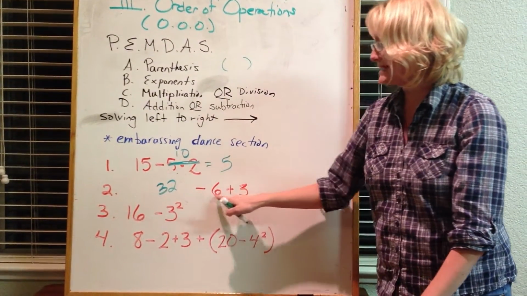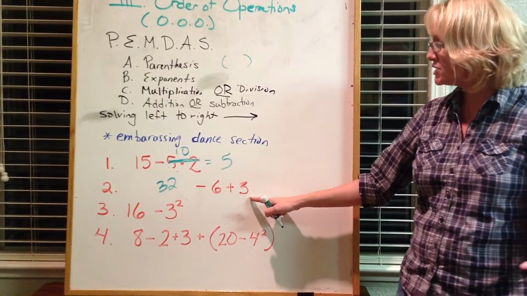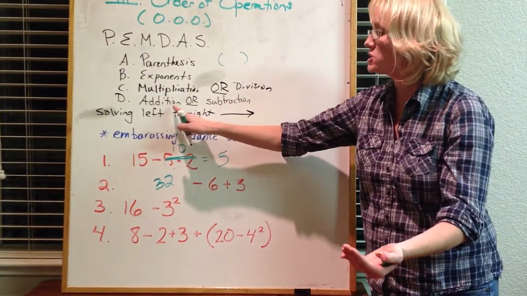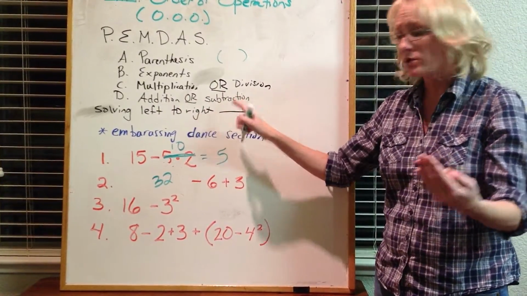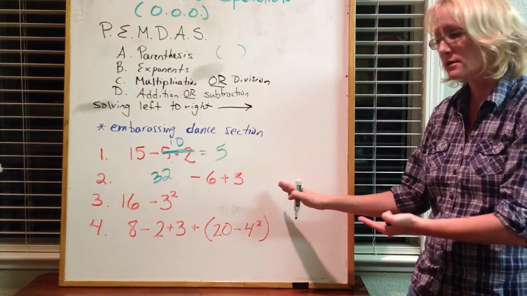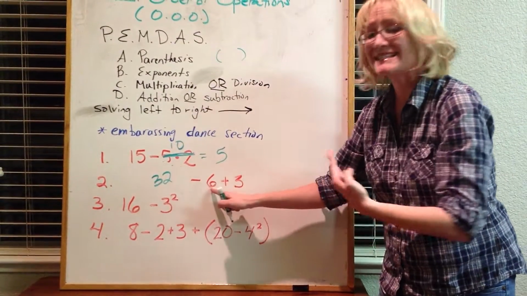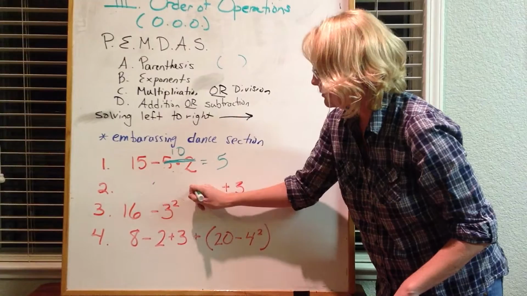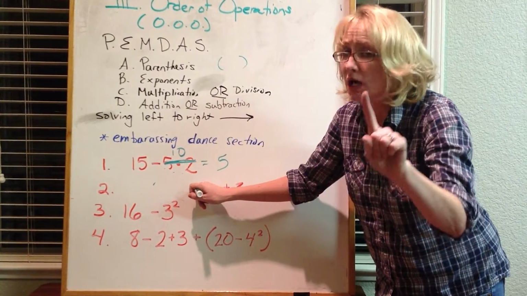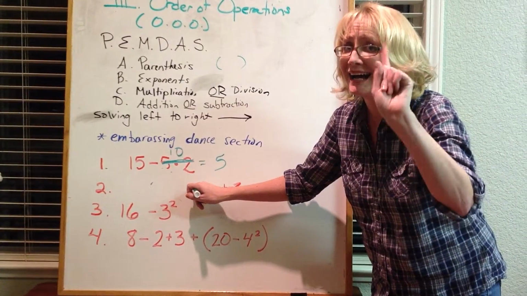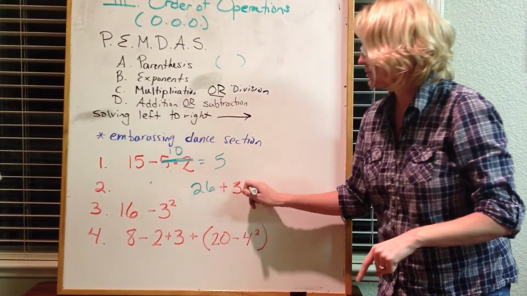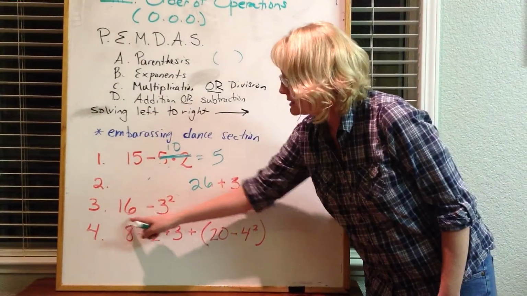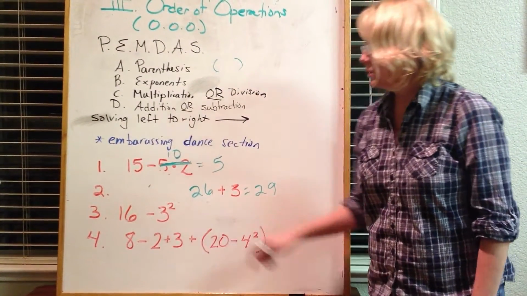Now we have 32 minus 6 plus 3. Well, which one should I do? Should I do my subtraction first or my addition first? Or do we do addition or subtraction, whichever one you hit first, going left to right? So we're going to do 32 minus 6 first. 32 minus 6 is 28. No, it's not. It's 26. And then 26 plus 3 is 29. Now let's look at our next problem. 16 minus 3 squared.